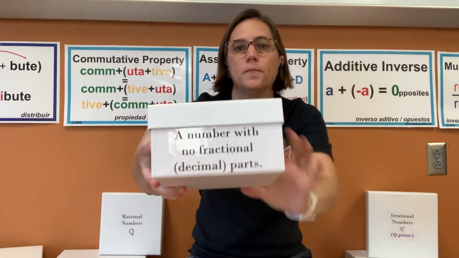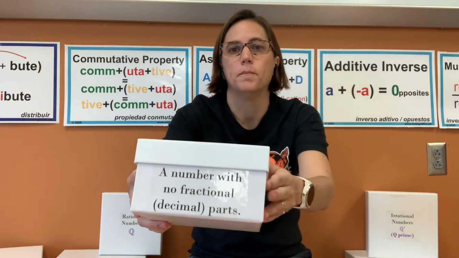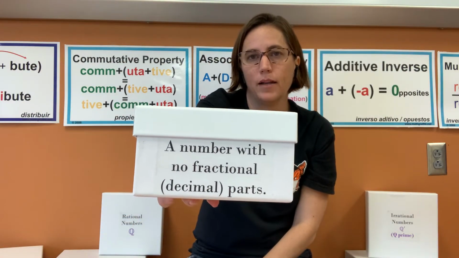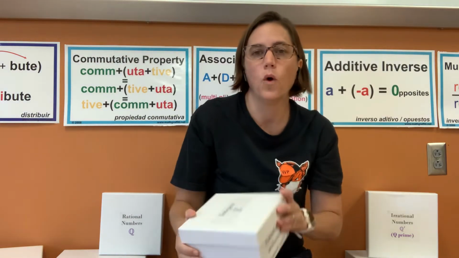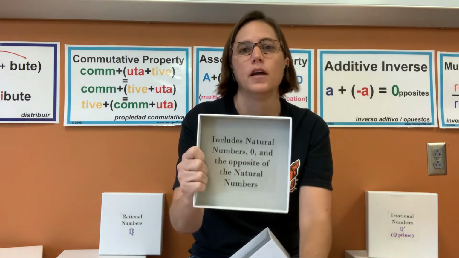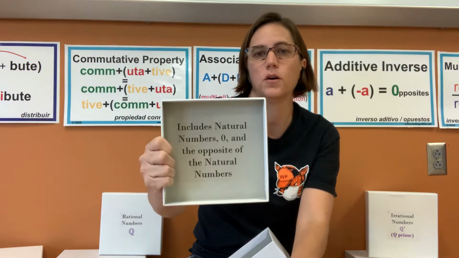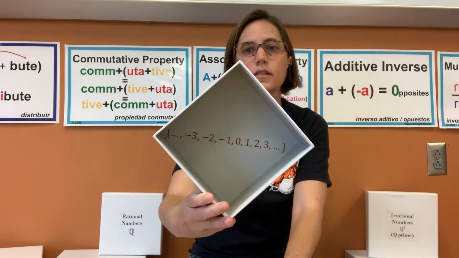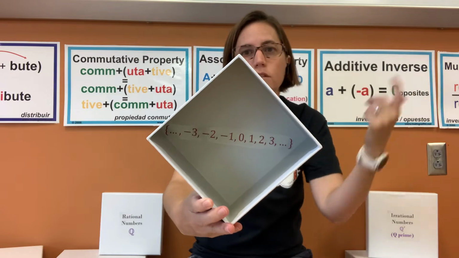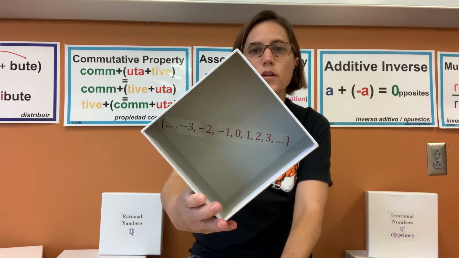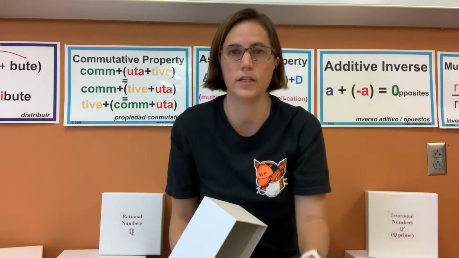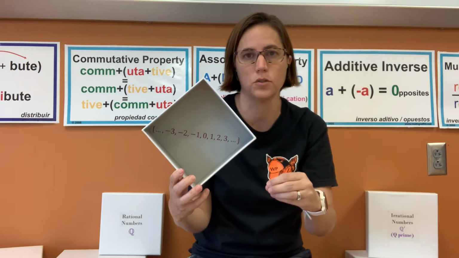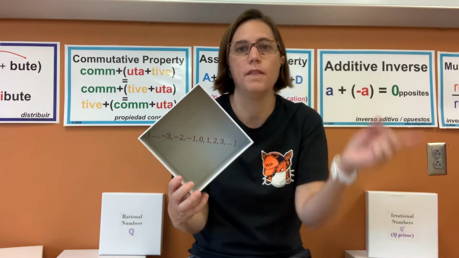And what the integers are, I'm going to read it, is a number with no fractional or decimal parts. It's not a terribly mathematical definition, but it gets the point across. What it's going to include is the natural numbers, 0, and the opposites of the natural numbers. So this set is now inside this box. The dot, dot, dot means forever in both directions. Negative 3, negative 2, negative 1, 0, 1, 2, 3. So it doesn't include 0.5. It doesn't include 7 2/3. Doesn't include pi. It includes only the natural numbers with 0 and then the negatives.